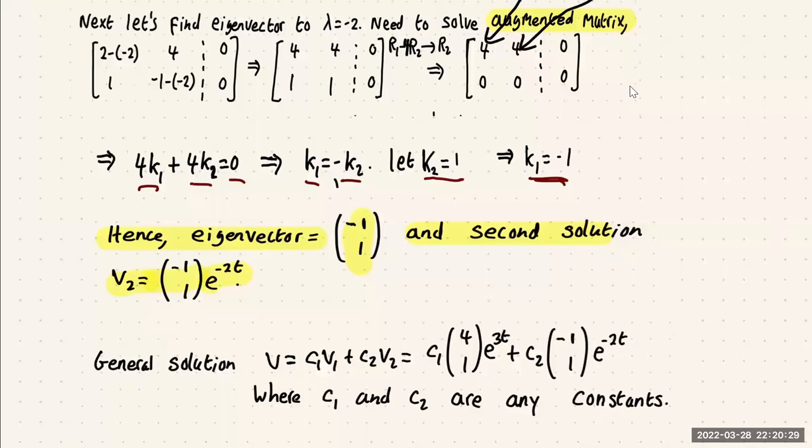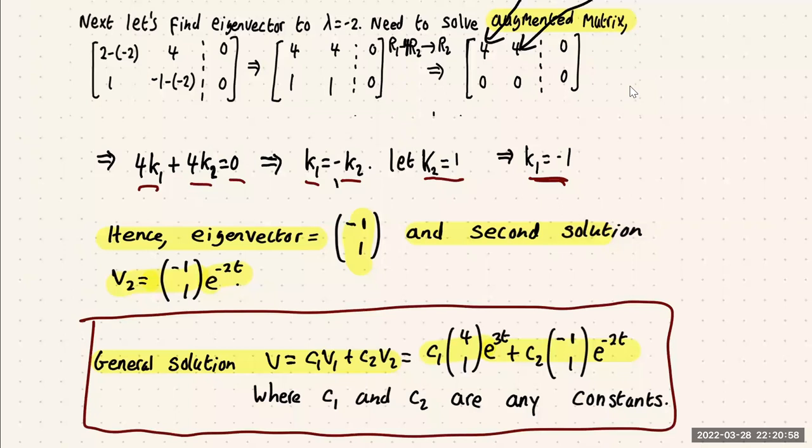Okay, so now we've found our two solutions. The general solution will be C1 V1 plus C2 V2. In our case, our V1 is (4, 1) e to the 3t, and our V2 is (-1, 1) e to the -2t, where C1 and C2 are constants. So this is the general solution of our system.